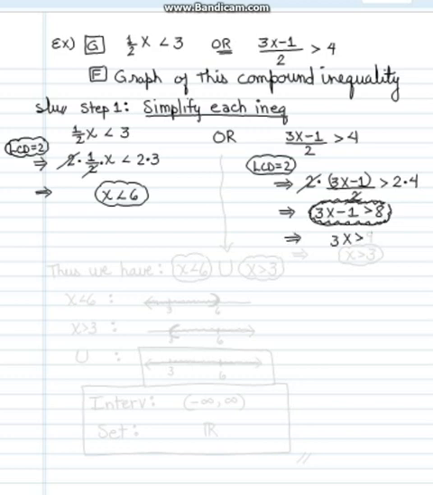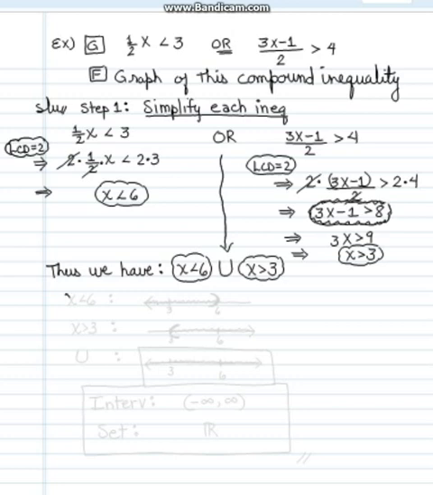We need to get x alone on the left side. So add 1 to both sides and divide both sides by a positive 3. We get x alone on the left side. We get x > 3. Thus, we have the simplification: x < 6, union together with x > 3. We're going to graph these two simplified inequalities and stack the number lines to get the union.